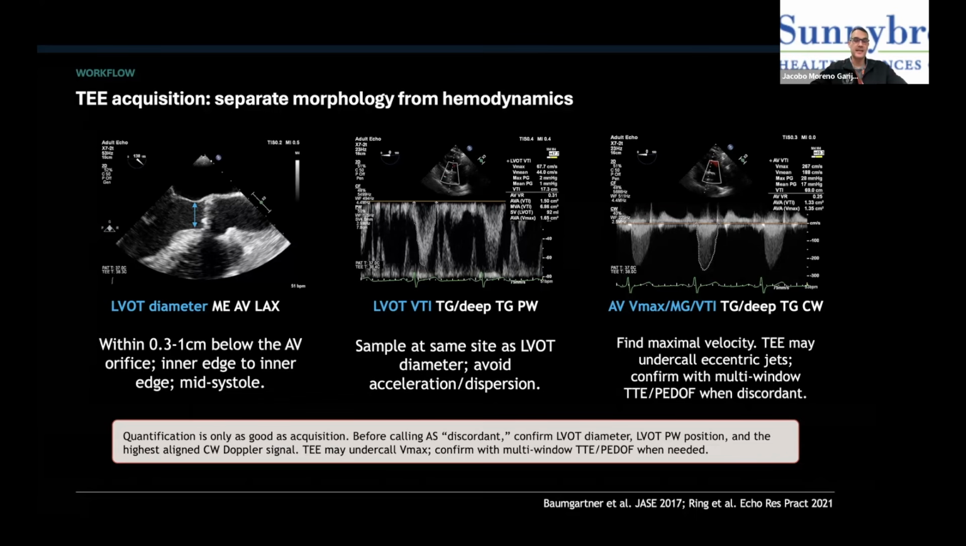Then we go to the deep transgastric view and we do the LVOT VTI with the pulsed wave Doppler. You want to take that sample, and that's extremely important, at the same level where you measured your LVOT. So try to be accurate with that. Then you go with continuous wave Doppler in the same spot and try to find the maximal velocity. Again, remember, transesophageal is not the gold standard, transthoracic is, so you may undercall eccentric jets. You need to get the best window and the best alignment to get the highest velocity. If it's not possible, you may need to use a pedof probe when this is discordant.